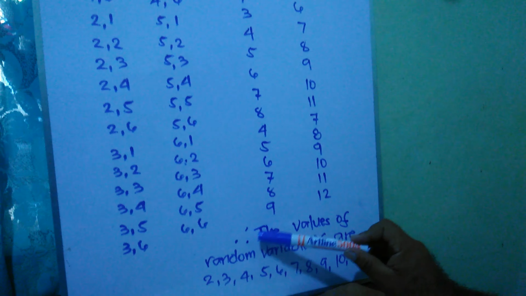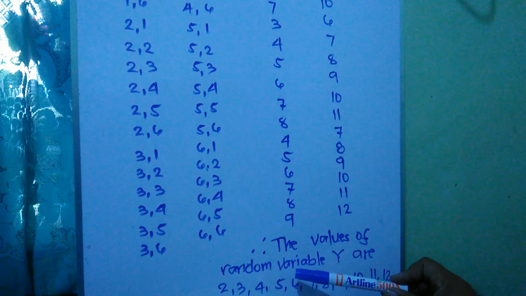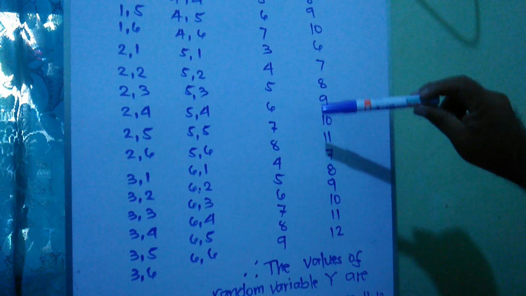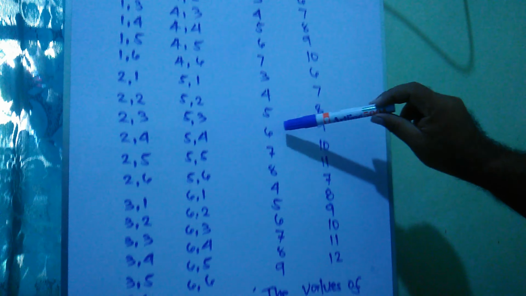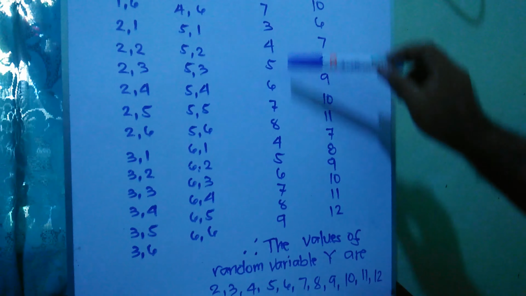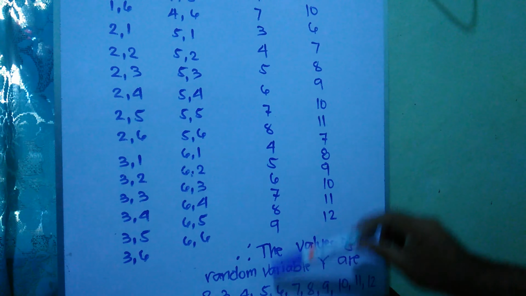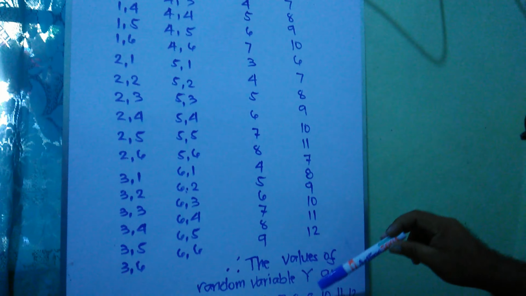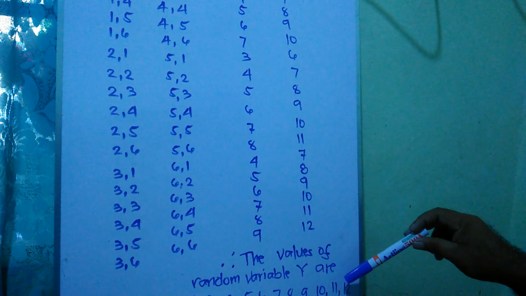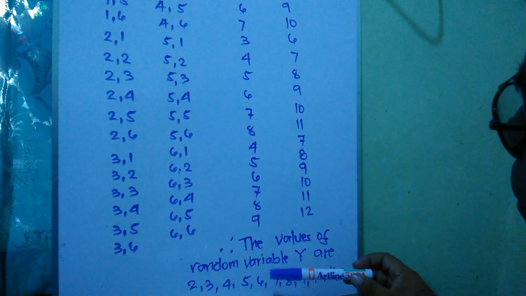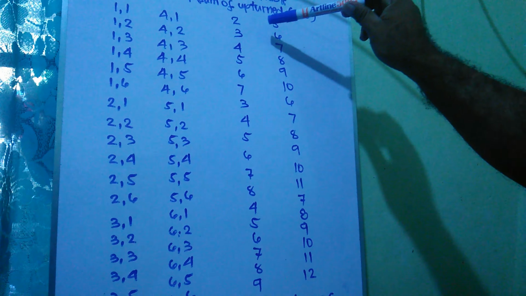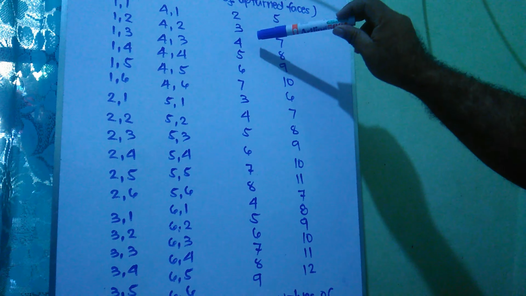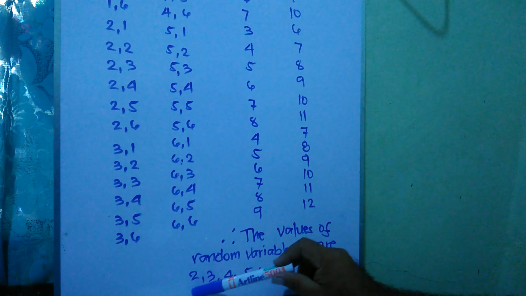Therefore, the values of the random variable Y are 2, 3, 4, 5, 6, 7, 8, 9, 10, 11, and 12. The last is 12.